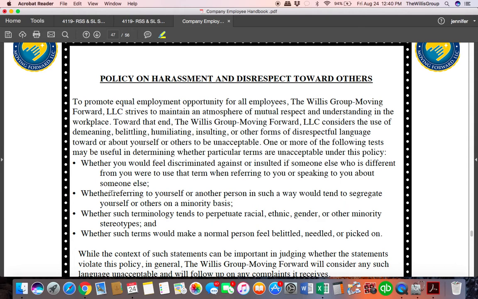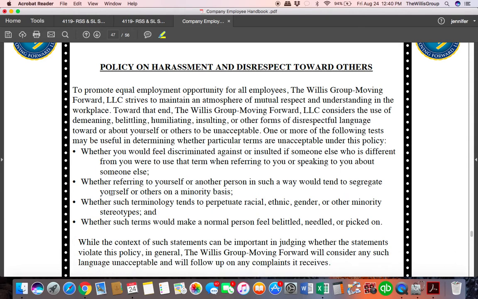Page 47 is our policy on harassment and disrespect towards others. To promote equal employment opportunities for all employees, the Willis Group strives to maintain an atmosphere of mutual respect and understanding in the workplace. So towards that end, the Willis Group considers the use of demeaning, belittling, humiliating, insulting, and other forms of disrespectful language towards or about yourself or others as unacceptable.